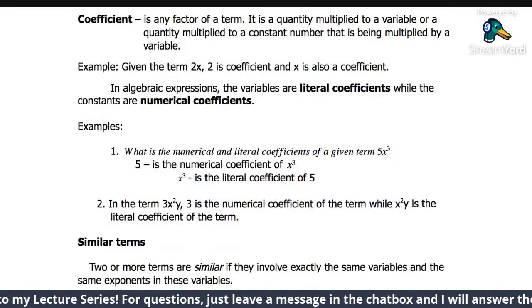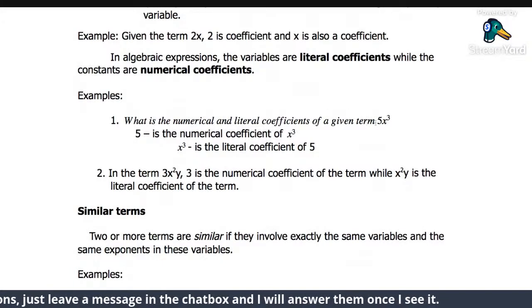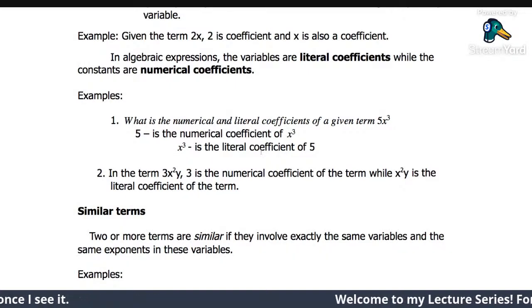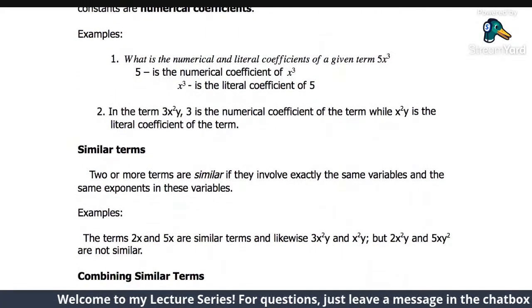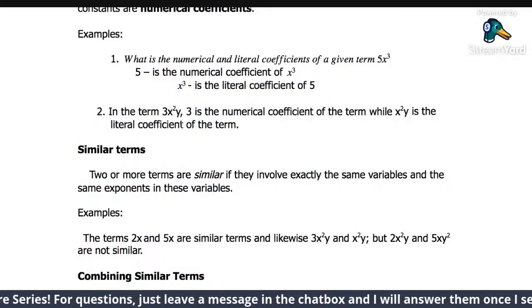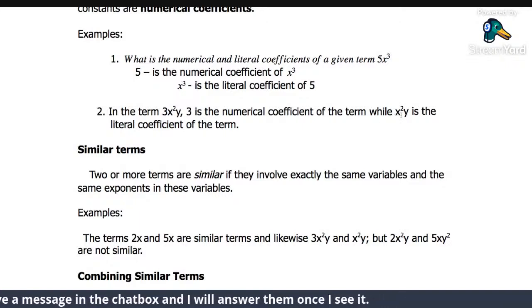Another example, what are the numerical and literal coefficients of a given term 5x cubed? Of course, 5 here is the numerical coefficient of x cubed and x cubed is the literal coefficient of 5. Okay. Then in another example, we have the term 3x squared y. 3 is the numerical coefficient of the term, while x squared y is the literal coefficient of the term.